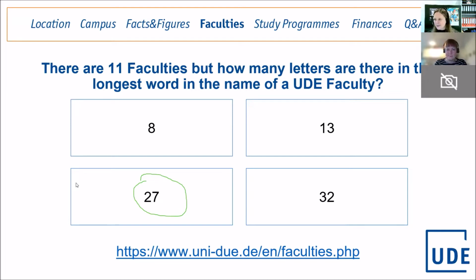It's the Fakultät für Gesellschaftswissenschaften. Gesellschaftswissenschaften being the longest word. So let me just wipe this and then I'll show you the overview.